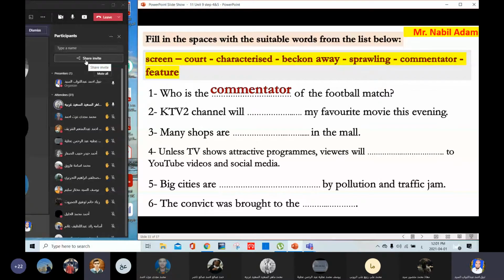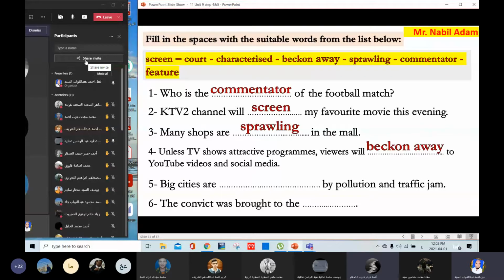Many shops are sprawling in the mall. Thank you. Yusuf Atiyya. Many unless he shows attractive viewers will bacon away to YouTube videos and social media. Very good. Yes, big cities. Number five, Ahmed Haider. Big cities are characterized by pollution and traffic jam. Thank you. Mohammed Osama. Yes, teacher.